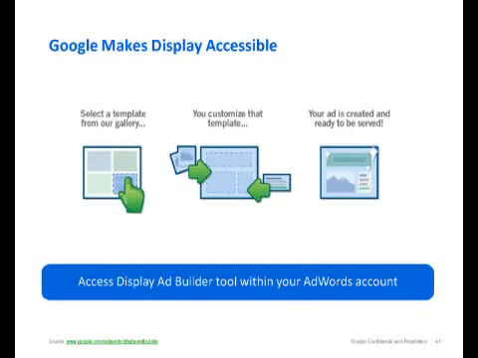The Display Ad Builder tool is a tool that you can access through your AdWords account, which you create once you start advertising with us. And in this account, there's a little button that says Create a New Ad. You click on this, and then you basically have just the 3 steps that you see here. You select a template from our gallery, which contains a comprehensive set of templates. The next thing you do is you customize this template.